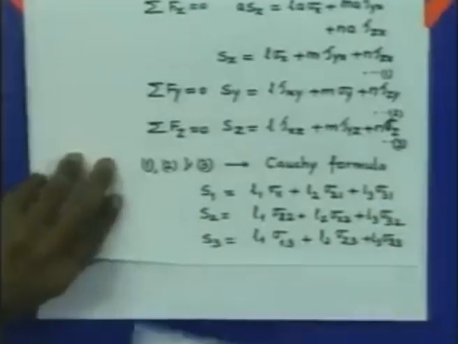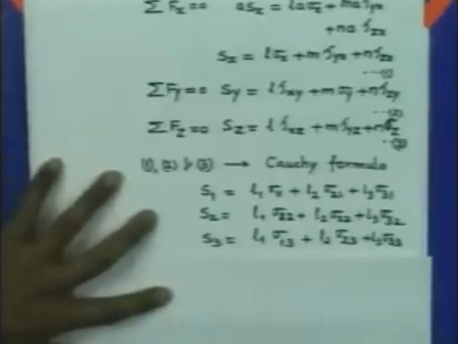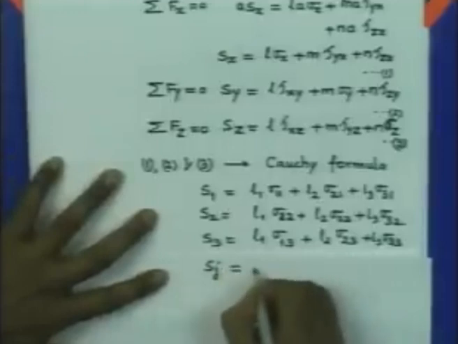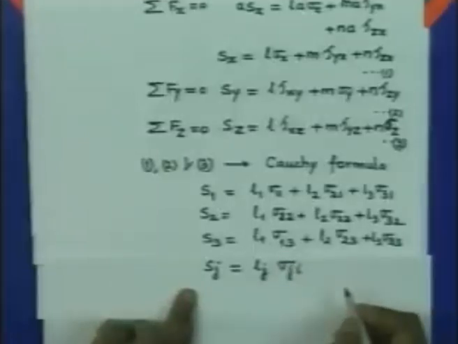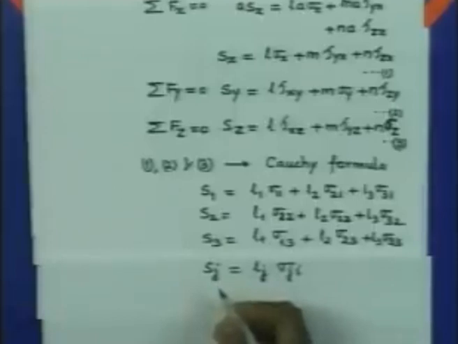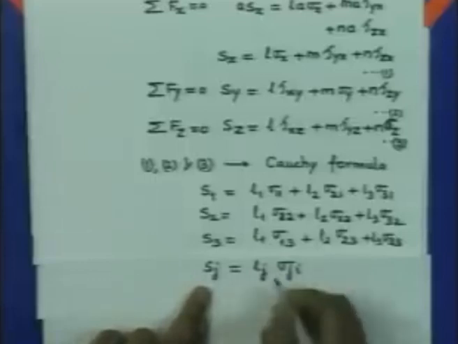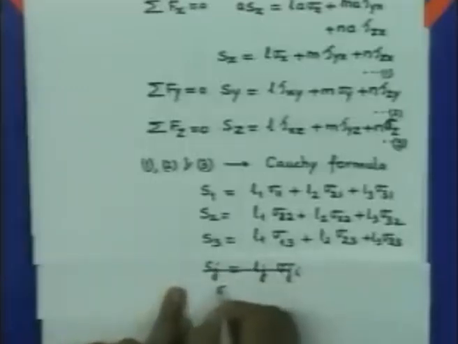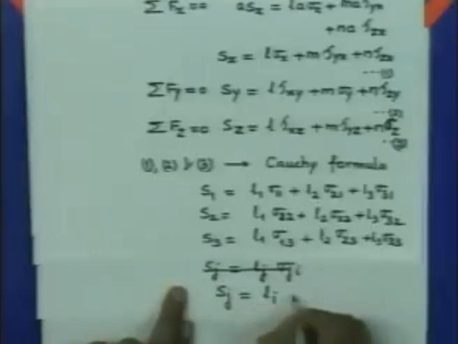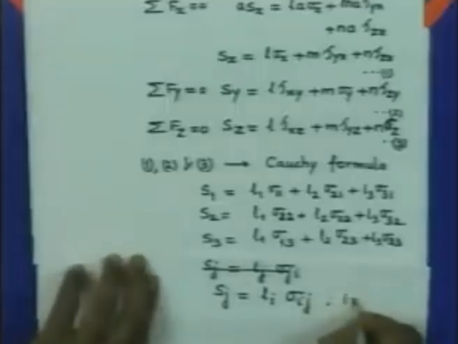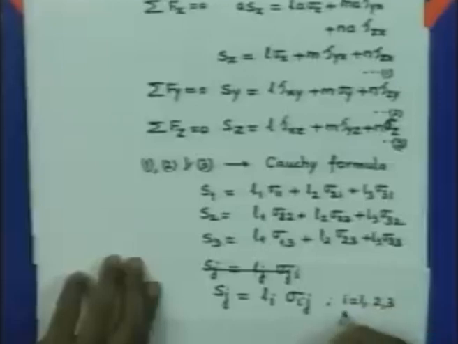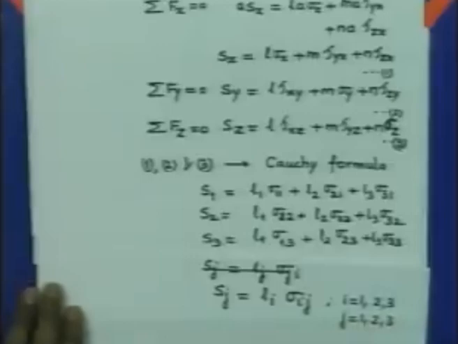In short, in tensor notation, these three relations can be written like this: Sj is equal to Li sigma ij. So this is in indicial notation, with the implication that i takes the values 1, 2, 3, and so also j takes the values 1, 2, 3. So we get the three tractions.